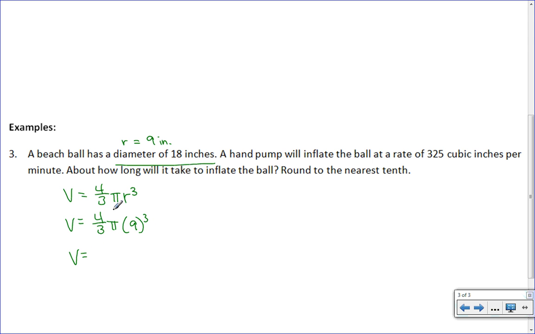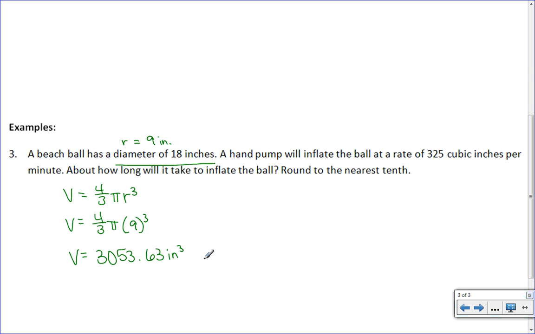And if we use the calculator to evaluate this, we get an approximate volume of 3,053.63 cubic inches. Okay, so this is how much air fits in the ball. This is not the answer to the question, though. We want to know how long it will take to inflate the ball if it inflates at a rate of 325 cubic inches per minute.